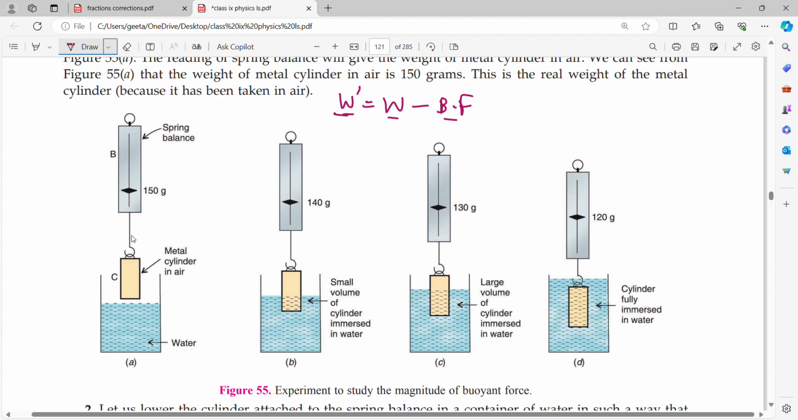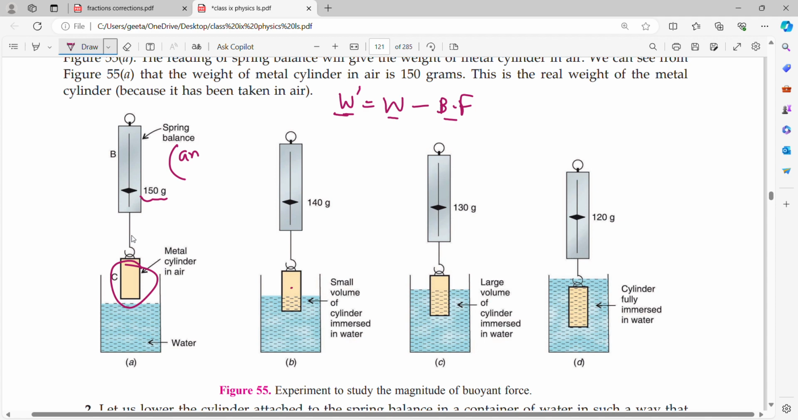Suppose, you know what a spring balance is? It's an instrument used for measuring weight. The unit of weight is Newton, but they have expressed it in terms of mass here. Suppose this is the body whose mass is 150 grams in air. This is a cylindrical container containing water. As you lower this metal block inside the water, its weight is reducing. Are you watching it?